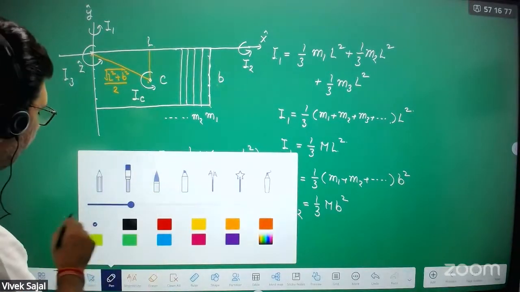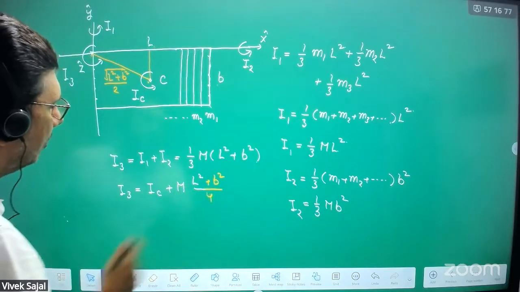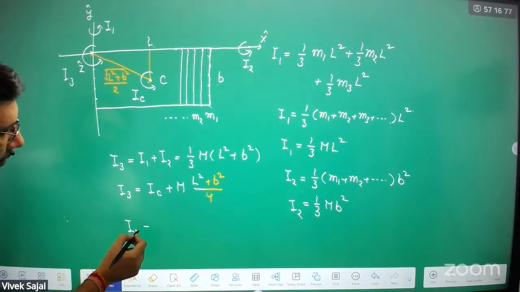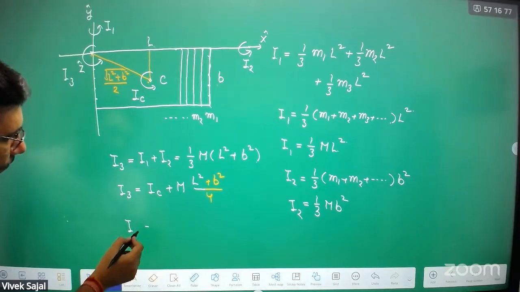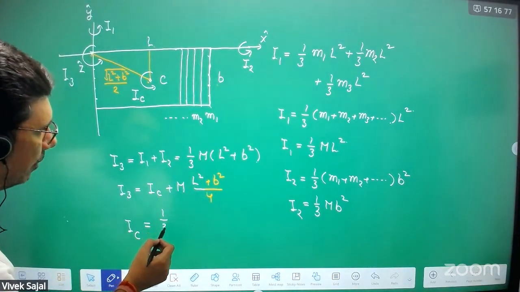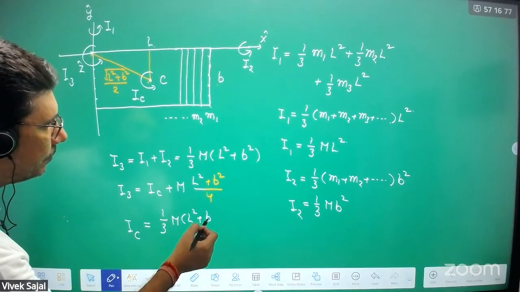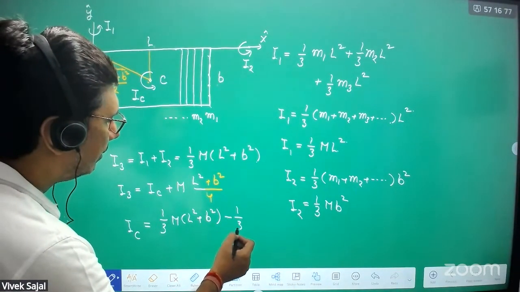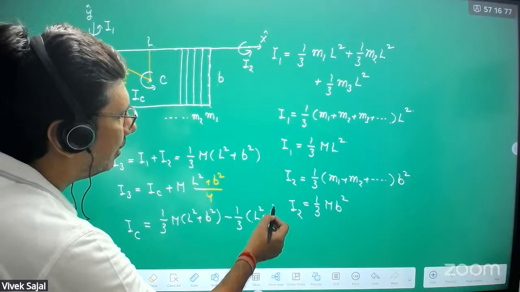So this will be L square plus B square, and I'm writing L square plus B square. So you want to find out this IC. What will be IC? This IC will be equal to I3 minus something. I3 is how much? I3 is this 1 by 3 m L square plus B square, minus 1 by 3, m will be there, L square plus B square, and m is here.